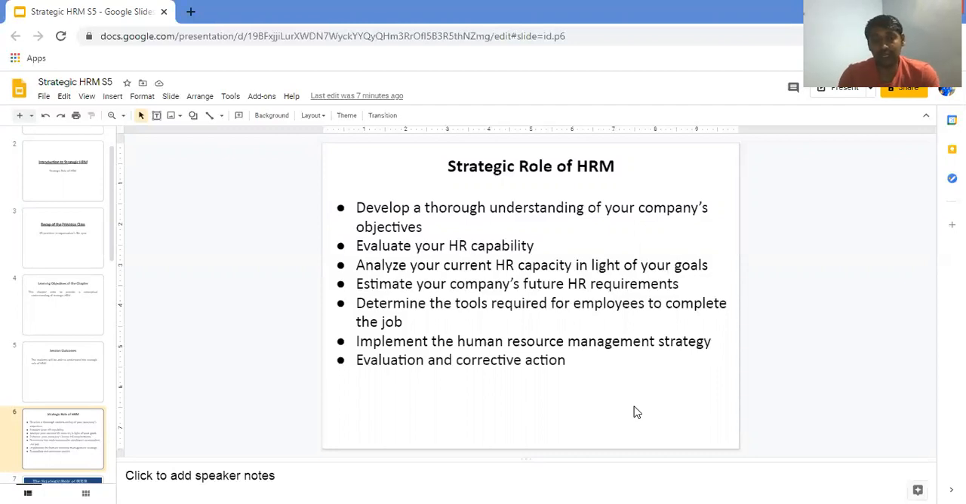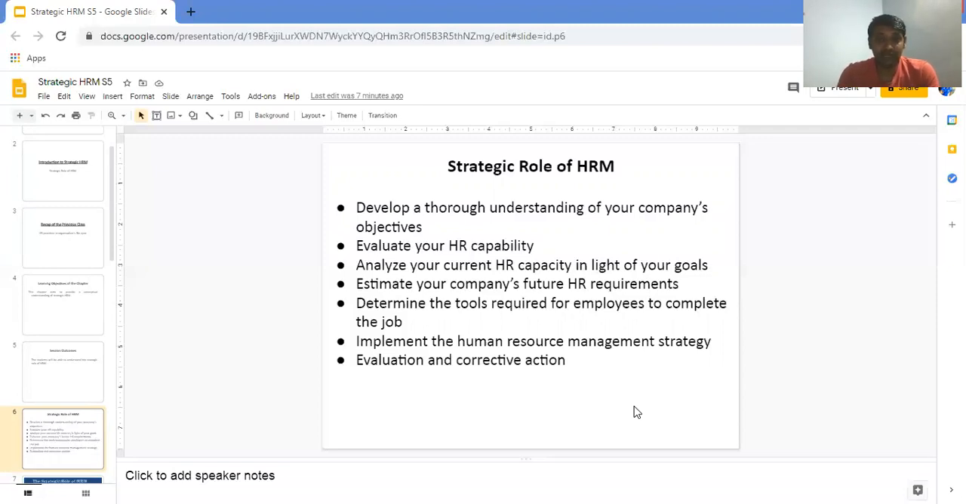No doubt every human resource manager has to analyze the current workforce or human resource capacity in an organization to meet the goals of the organization. So the prime role and responsibility of every human resource manager is to understand the workforce and the capacity which is meant to satisfy the goals and objectives of an organization.